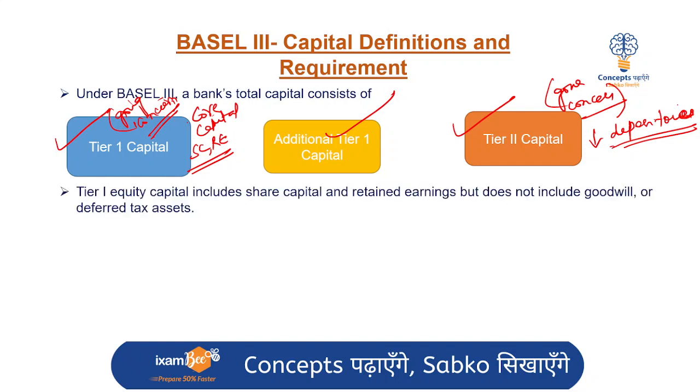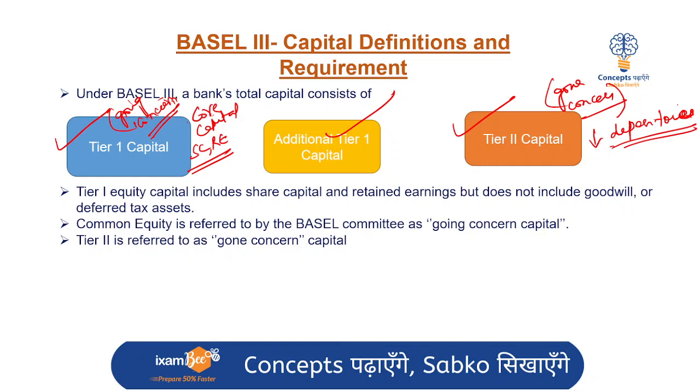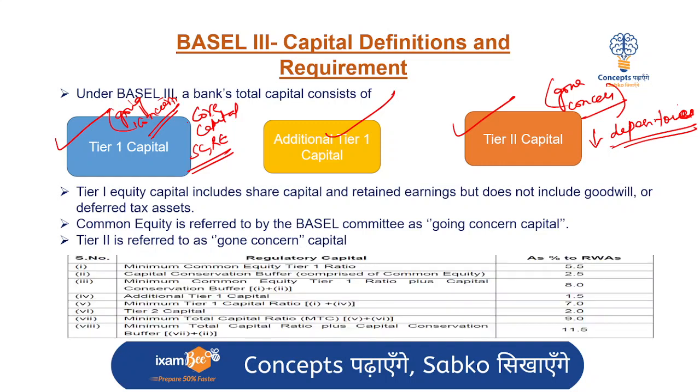So tier 1 capital, as I have already defined, is called going concern capital, and as per the master circular given by RBI in the month of April 2022, this is the minimum that needs to be maintained by all the banks, Indian banks and foreign banks operating in India. That is tier 1 capital.